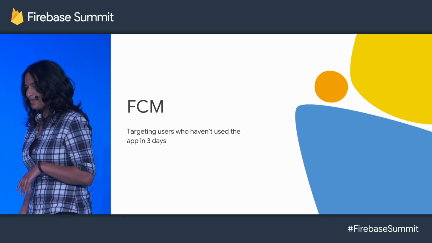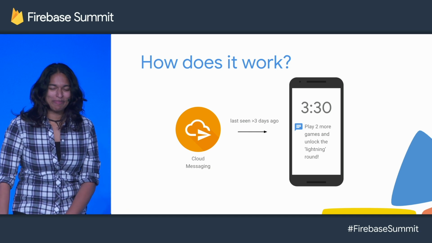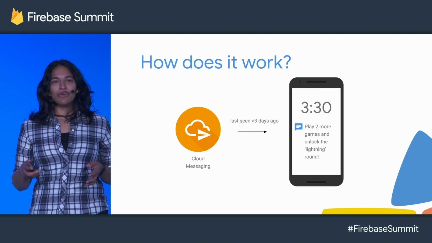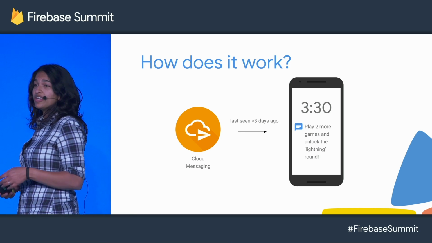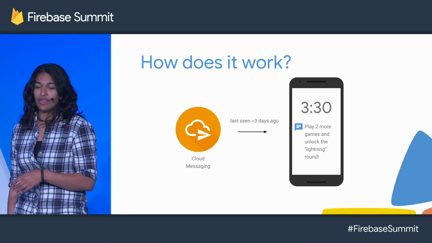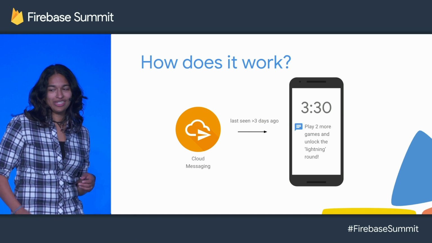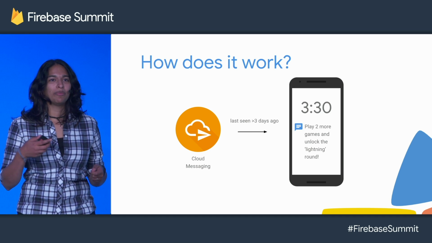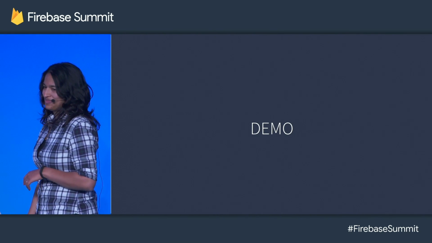Thanks, Lauren. So we're going to be using FCM from the console, and we're going to target users who we haven't seen in the app for 3 days. So how does it work? This is not an architecture diagram, but roughly what happens is we're going to go into the cloud messaging console. We're going to say, hey, I want to create a campaign to target users that were last seen 3 or more days ago. And I want to send them this particular message. Play 2 more games and unlock the lightning round to entice them to come back and actually re-engage and become active users again. So let's go to the demo.